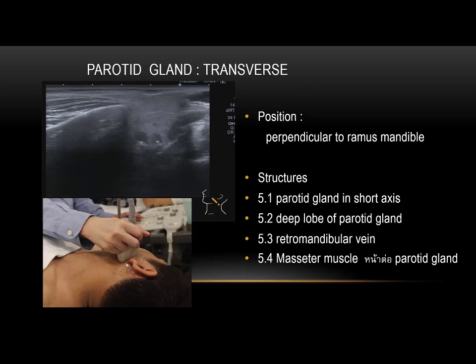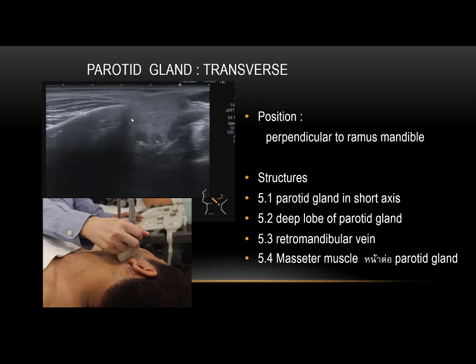When we want to do the longitudinal view, we have to scan perpendicular to this view, and the landmark is the mastoid process, posterior to your ear like this. There's a prominence of the bone, that is the mastoid process, and it is the attachment of sternocleidomastoid. That's another landmark.